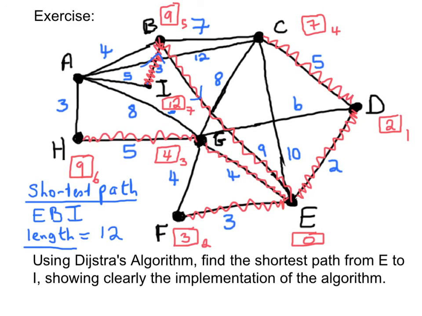Dijkstra's algorithm is a greedy algorithm and is not necessarily the most efficient algorithm. There are other algorithms out there that would do the job a little bit more efficiently from a programming point of view. But for this course, we're just looking at this particular algorithm to solve the shortest path problem.